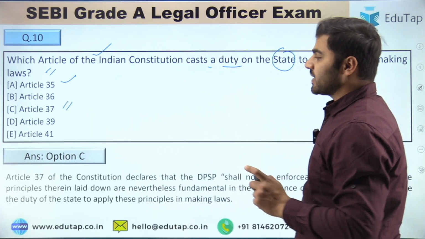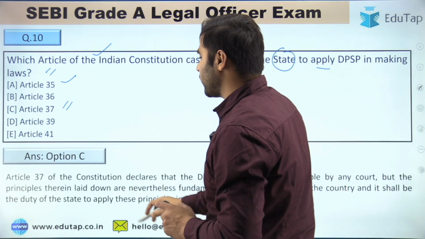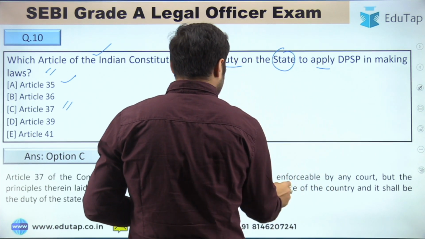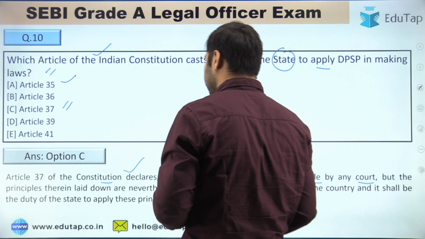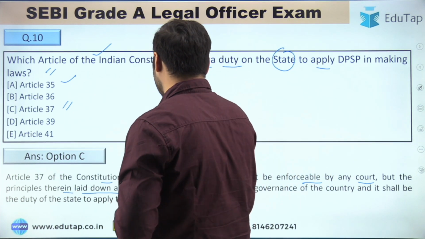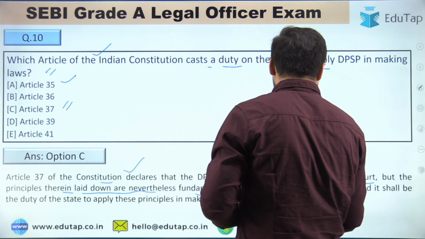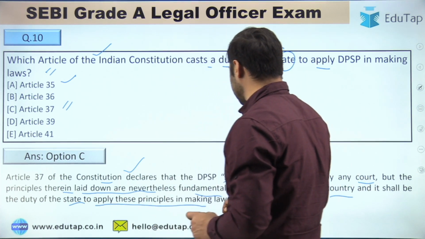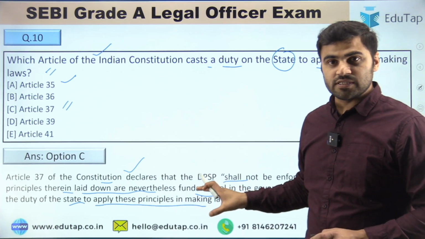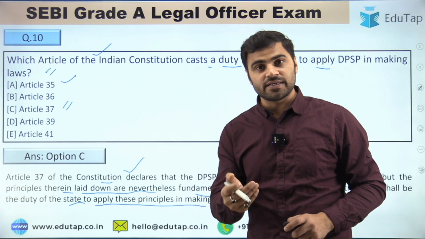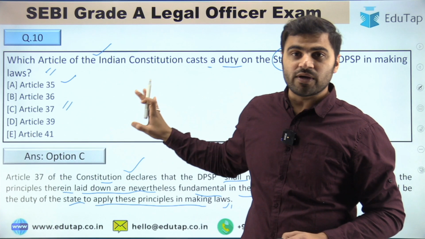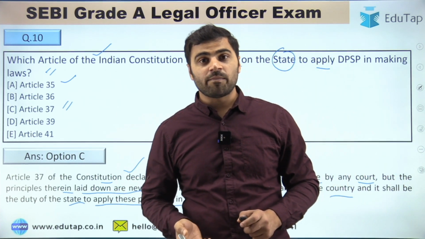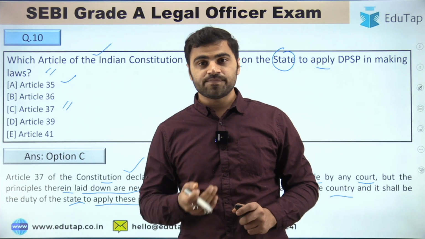If you read Article 37, it declares that the DPSP shall not be enforceable by any court, but the principles therein laid down are nevertheless fundamental in the governance of the country, and it shall be the duty of the state to apply these principles in making laws. This is a statement from Article 37. It is very important that you have an idea about it. So friends, these were the 10 important questions from Part 4 of our Indian Constitution.